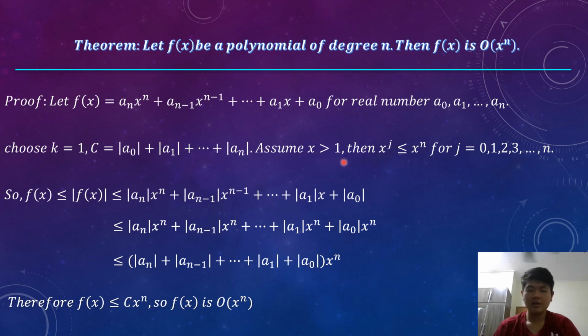Then assume x bigger than 1, then x to the power of j is smaller than or equal to x to the power of n for j equal to 0 to n. So |f(x)| is smaller than or equal to this sum, and then this is also smaller than or equal to this because Sn is always bigger than the rest. So take out the x to the power of n, and we get this bracket is C. So f(x) is smaller than or equal to C x to the power of n.